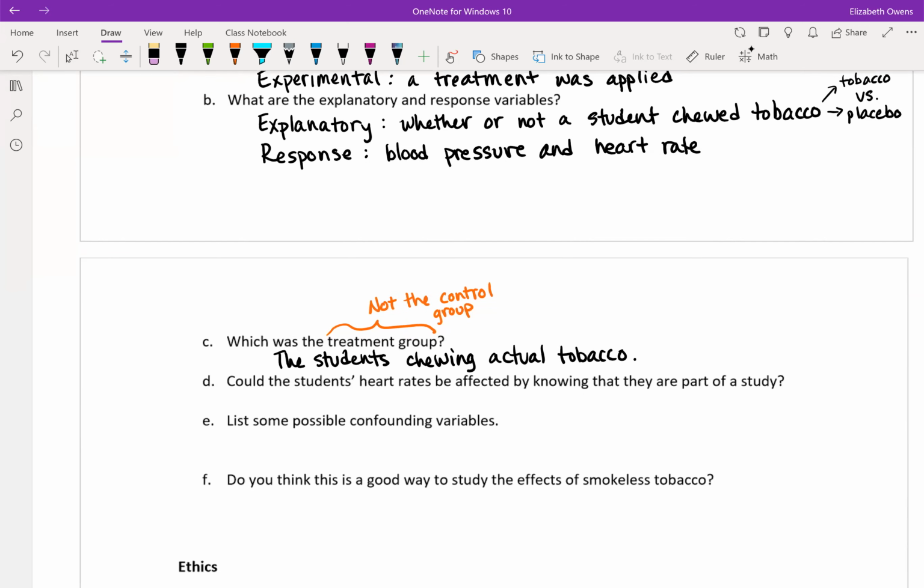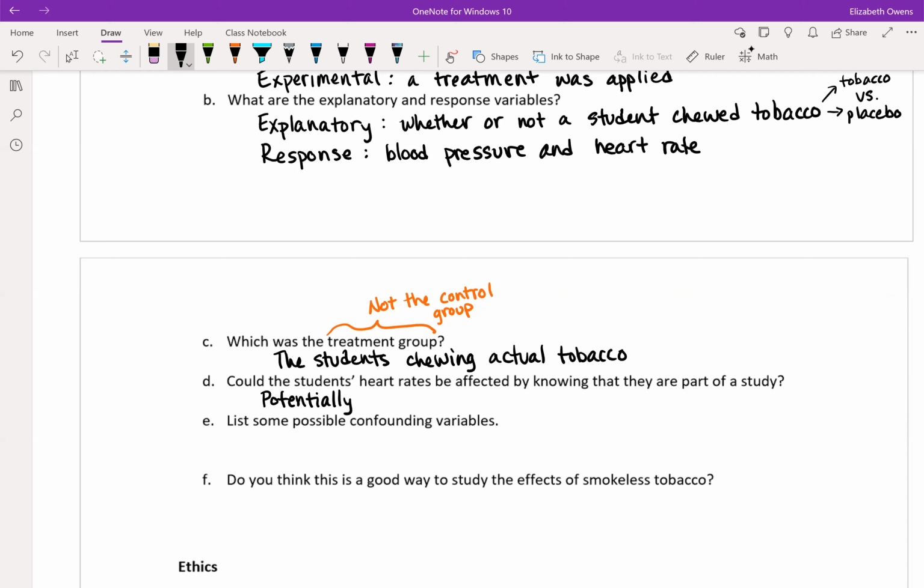Now, a consideration here. Could the students' heart rates be affected by knowing that they're part of a study? Now, pause for a second and think about what you think here. Do you think that this could be affected? I think potentially they could.